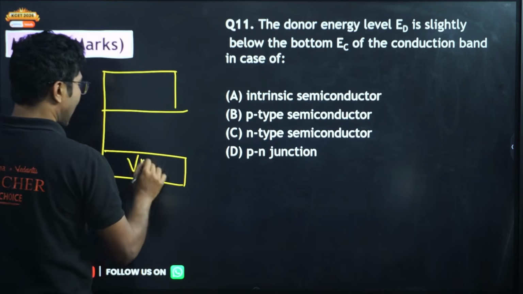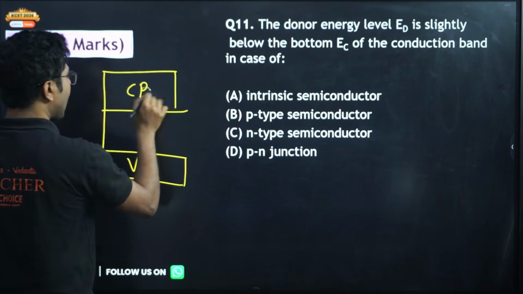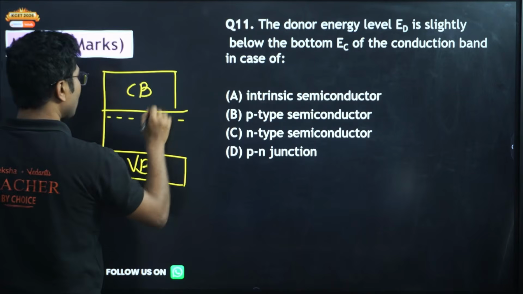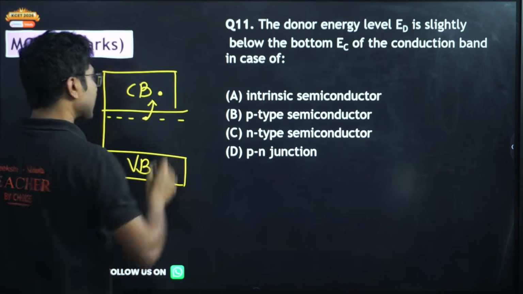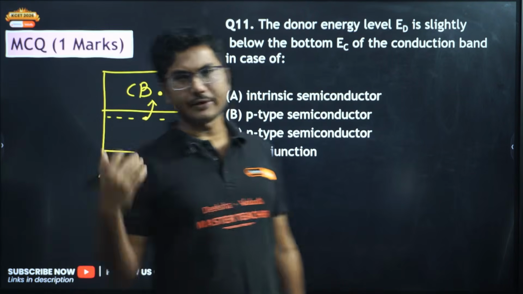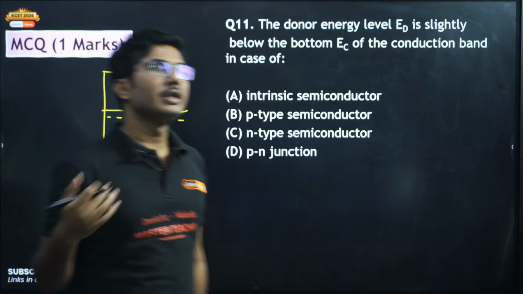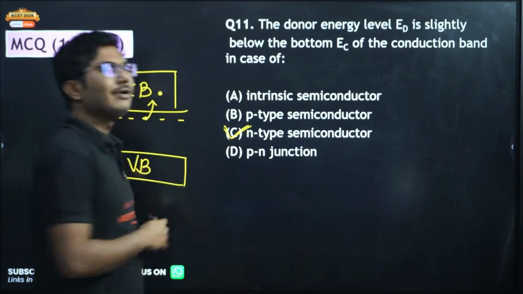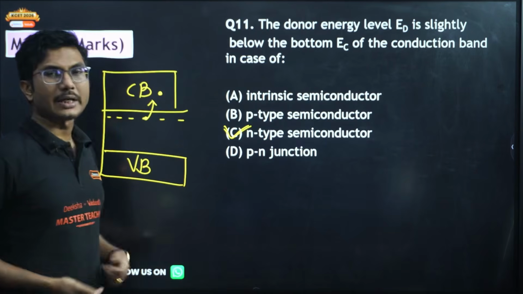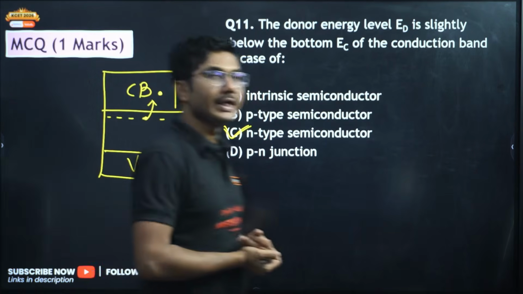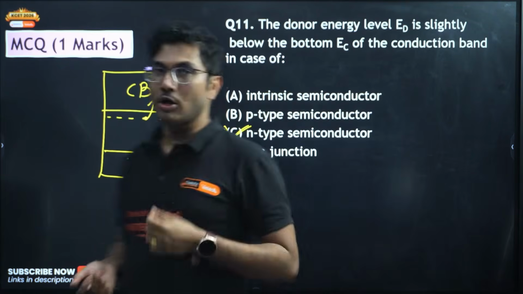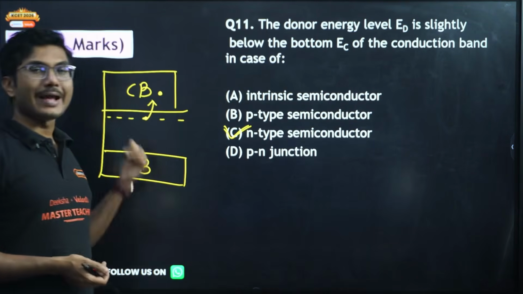This is the valence band, this is the conduction band, and the donor level is here, which donates electrons to the conduction band, so that the conduction band has more free electrons. The donor level appears only in the case of n-type semiconductors. N-type semiconductors have a donor level, p-type semiconductors have an acceptor level to create more holes. Remember this small trick, that n-type has a donor level.